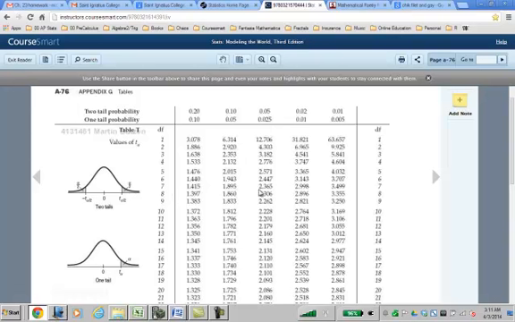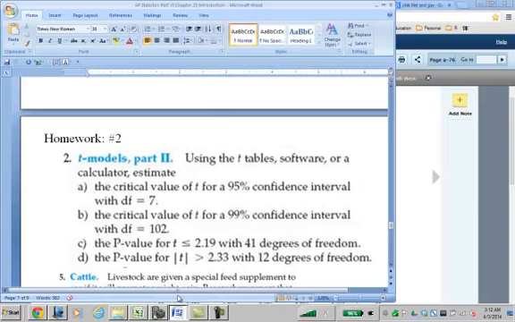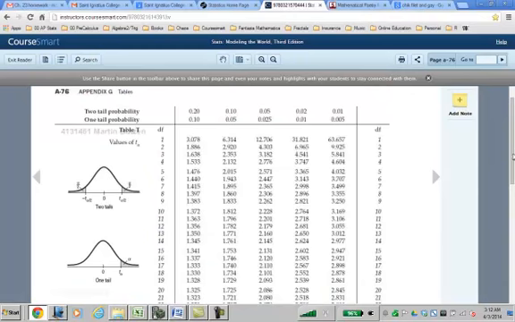B, critical value for 99%. Now, degrees of freedom 102. This is harder to get from the table. You have to just sort of guess it. Okay, so 99%. We don't really have 99% here. It's on the other table. I'll show you on the other table. Okay, now 102 degrees of freedom. Well, here's 100. If you notice, the numbers for 100 and 120 are hardly any different, so we'll just use the ones for 100.